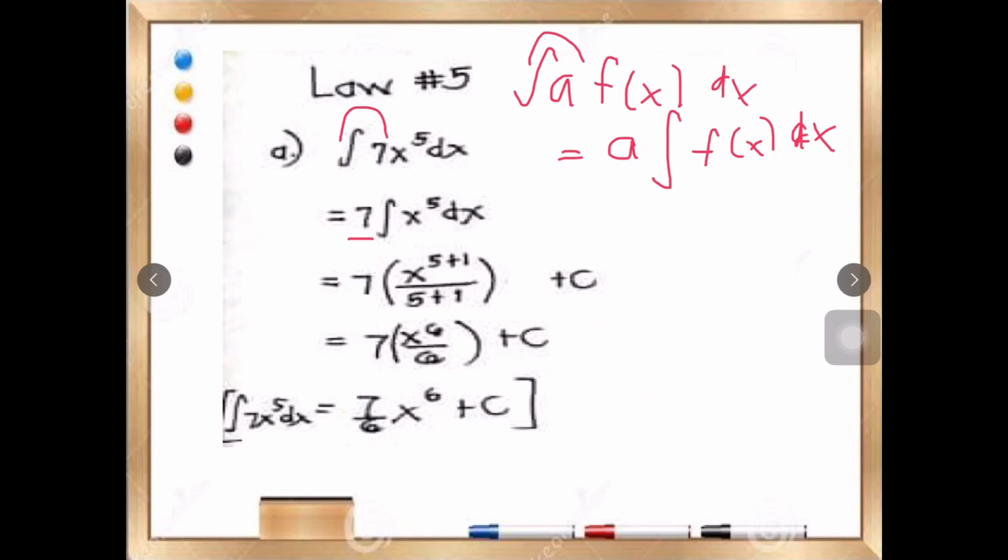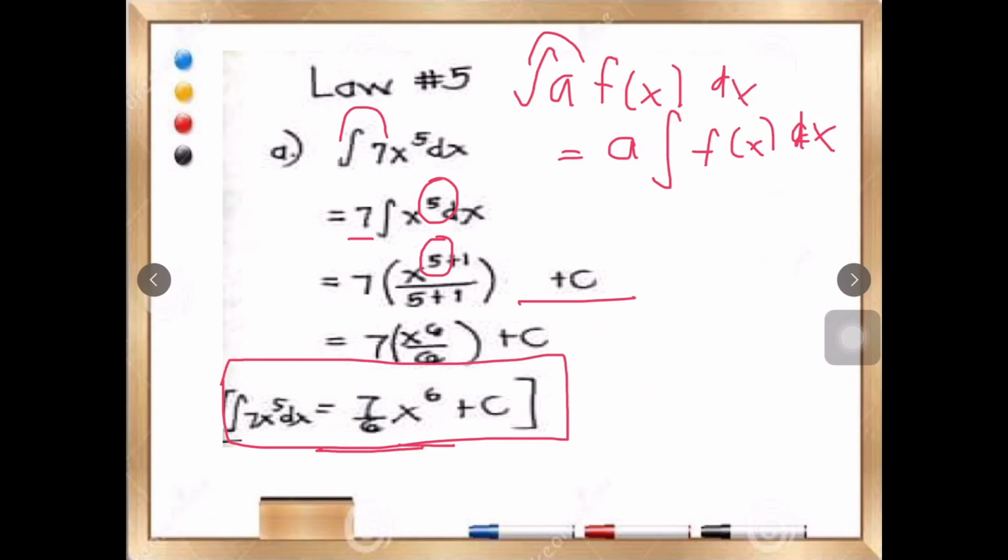So, we will get x to the 5th plus 1 over 5 plus 1, since our n is equal to 5, our exponent, plus our arbitrary constant c. By simplifying, 5 plus 1 is equal to 6. So, 7 over 6 x to the 6 plus our arbitrary constant c.